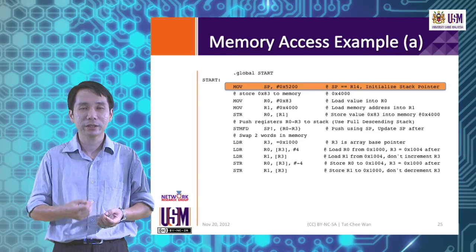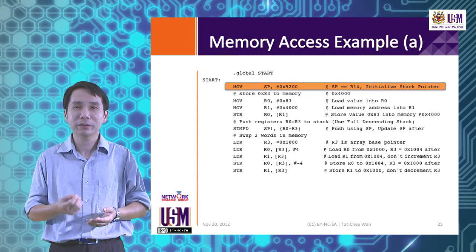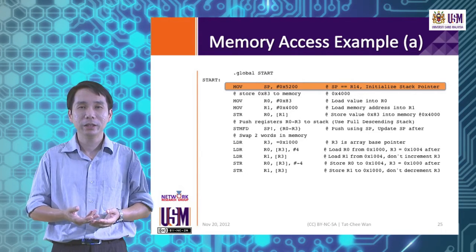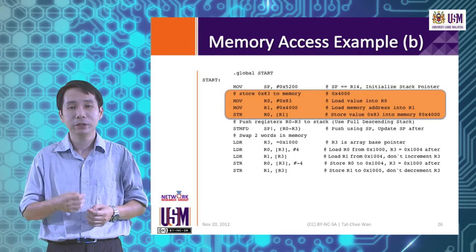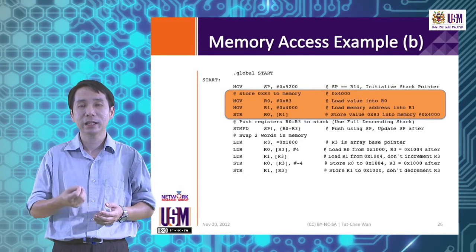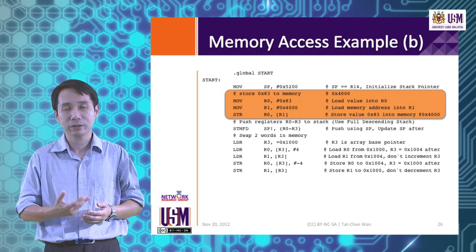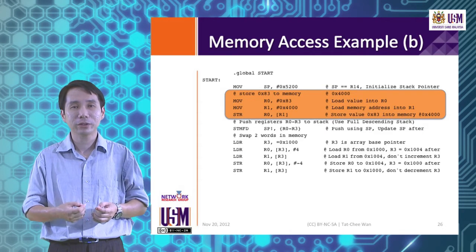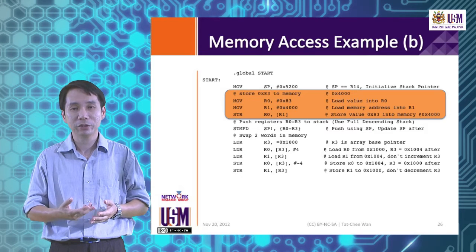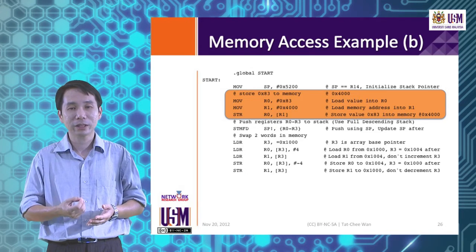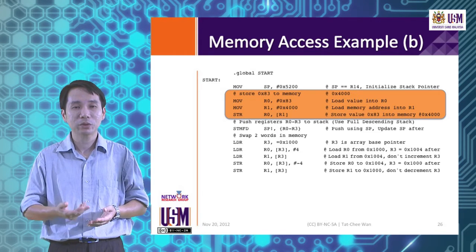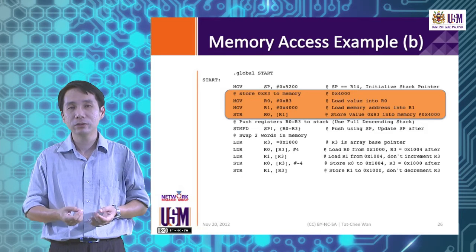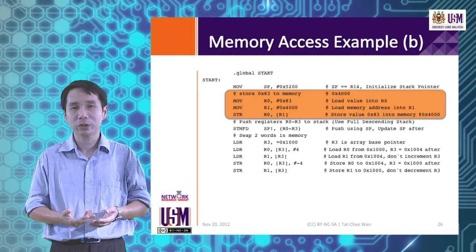This is important because the stack pointer allows us to store and retrieve temporary values into memory in the last in, first out manner. Next, we will store the constant value 83 hex into memory. We do this by first initializing R0 with the 83 hex constant value. Next, we need to use register R1 as a memory address pointer, which we initialize to 4000 hex to refer to the memory location at 4000. Then we will store the value in R0 into memory given the address pointer R1.